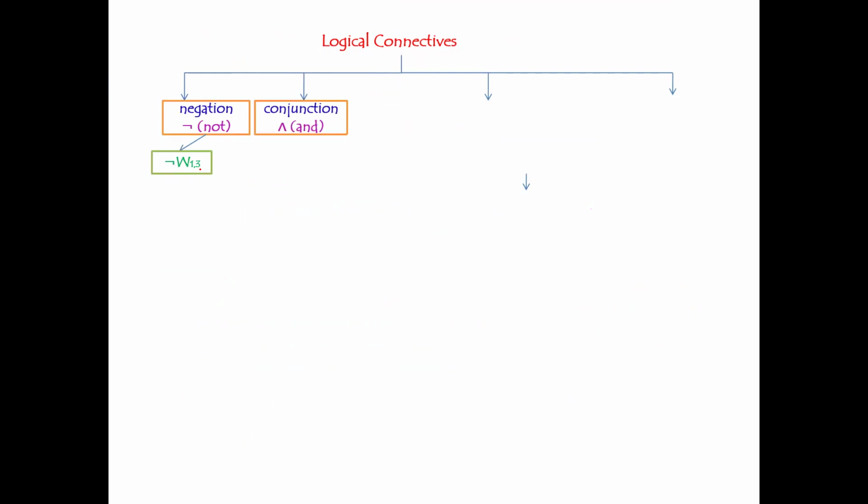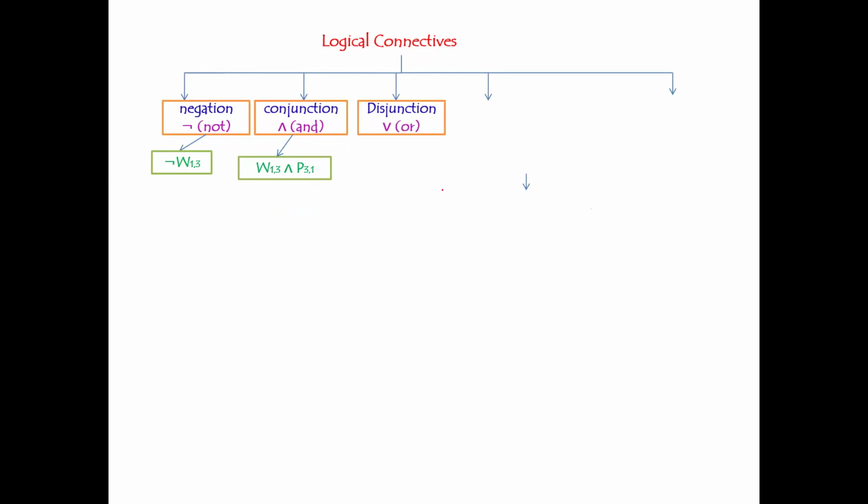Let us learn about the logical connectives. The first logical connective is negation. The symbol used for negation is this one, and we can also call this not. Here is an example: negation W1,3. The next logical connective is conjunction. The symbol is this one, and we can also call it and. Here you can see an example: W1,3 and P3,1. The name is conjunction, but while reading, we read it as and. Here the name is negation, so while reading, we read it as not W1,3.